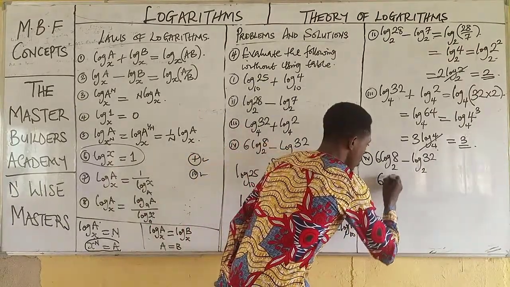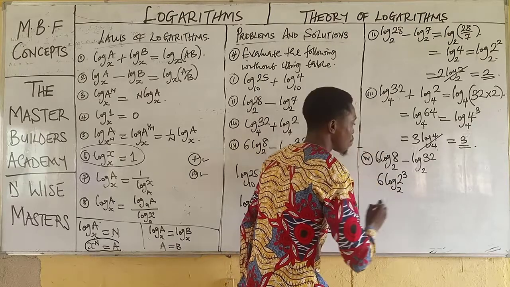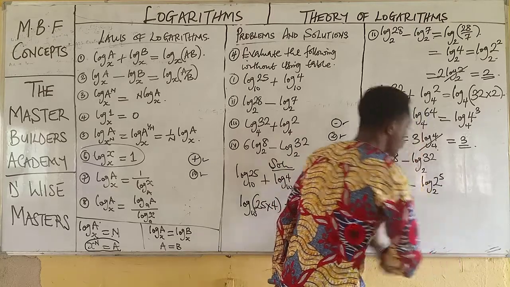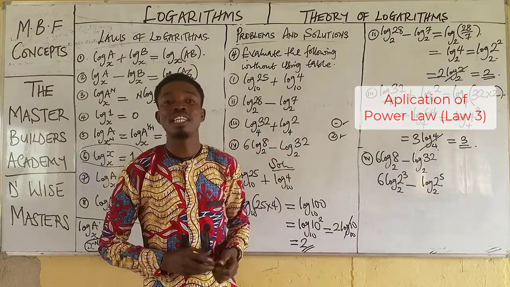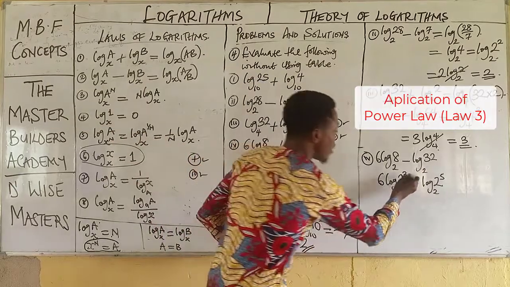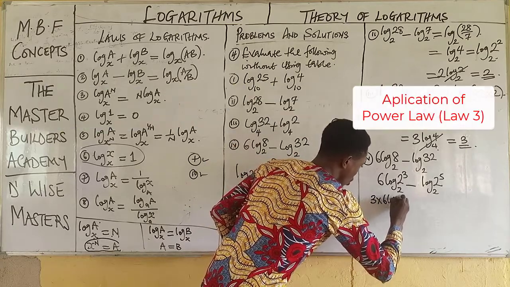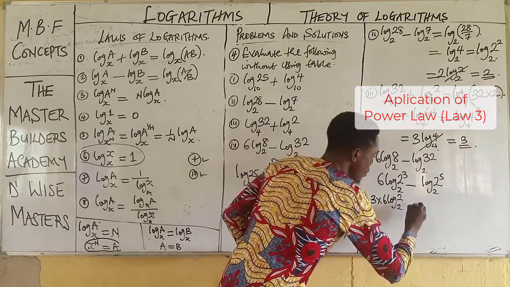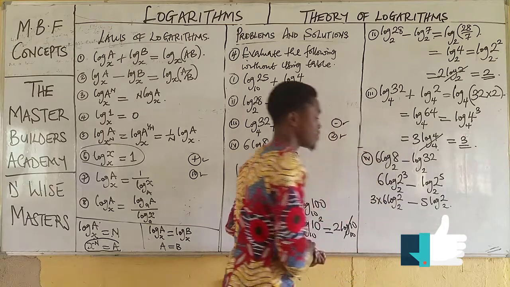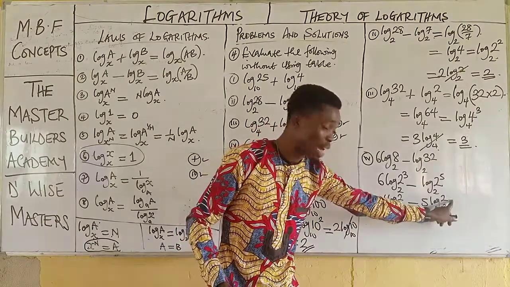Then this will give us 6 log 2 raised to the power of 3 base 2 minus log 2 raised to the power of 5 base 2. Now that we have powers, all we need to do is to bring down the powers using log 3. To do that, we take this 3 to multiply 6. We have 3 multiplied by 6 log 2 base 2, then minus 5 multiplied by log 2 base 2. You find out now that log 2 base 2 is log of the same base, which is 1.